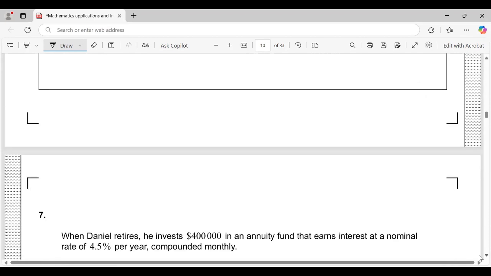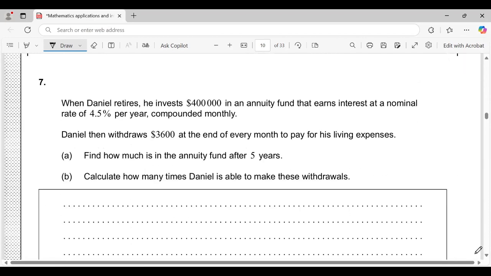Let's continue. Number 7. When Daniel retires, he invests $400,000 in an annuity fund that earns interest at a nominal rate of 4.5% per year compounded monthly. Daniel then withdraws $3,600 at the end of every month to pay for his living expenses. Part A: how much is in the annuity fund after 5 years?